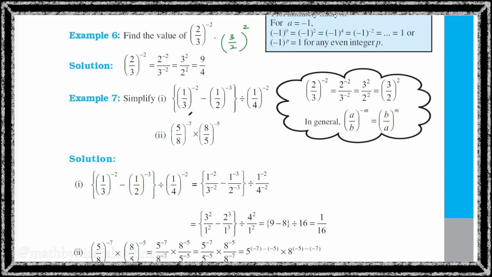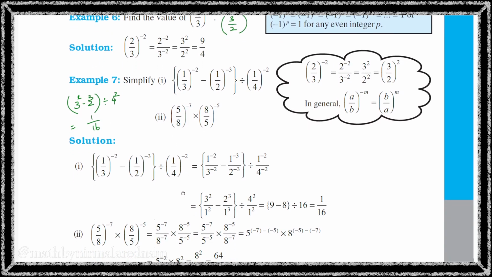Next, seventh example, I have 1 by 3 whole power minus 2, which is nothing but 3 square, right? Because minus is there, so I have to write the reciprocal. 3 square minus 2 cube, right? Divided by 4 square, right? So this is nothing but 9 minus 8, which is 1, divided by 16. So that is your answer.